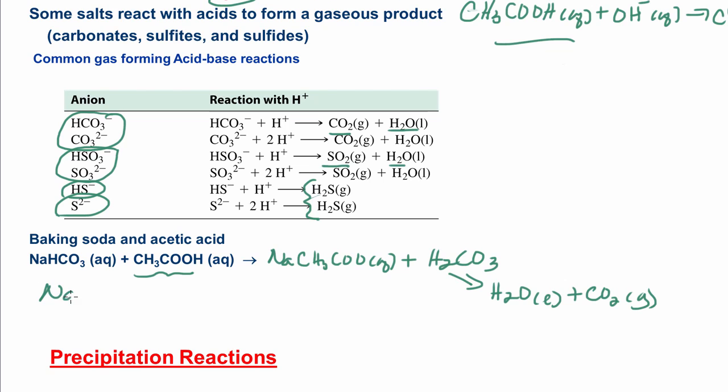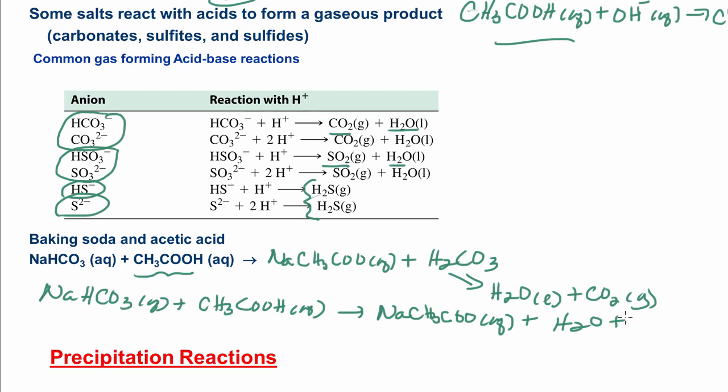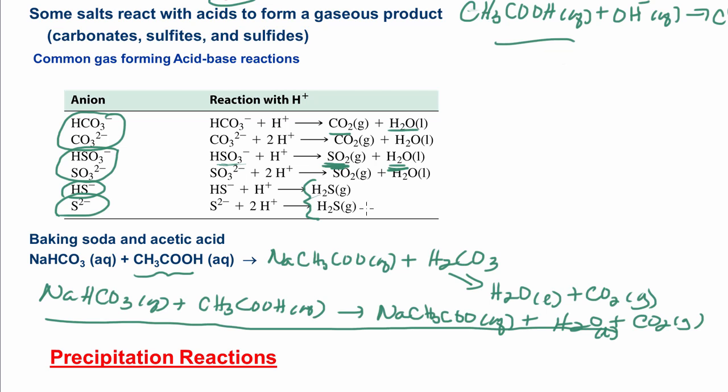So we can rewrite this then as sodium carbonate plus acetic acid, and we're going to end up with sodium acetate plus water plus CO2 gas. Okay, so that's how you would write the overall equation. I'll let you go ahead and do the ionic equation. And it's the same here. What we would end up with is sulfurous acid, and the sulfurous acid will decompose to sulfur dioxide and water.